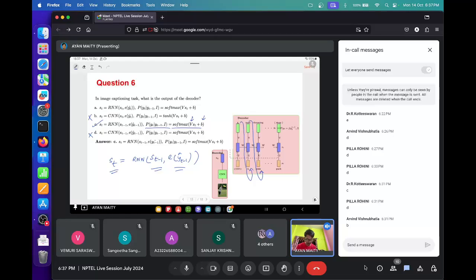In option A, it says RNN of ST comma E of YT hat. These two are not correct. It should be ST minus 1. ST is generated from ST minus 1 and the input of that time step, which is the output of the previous time step, so it should be E of YT minus 1 hat. That's why option A is also not correct. So option C is the only correct answer here.